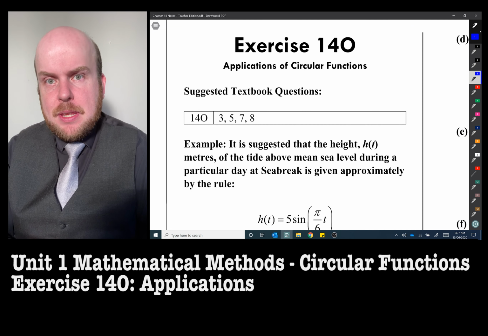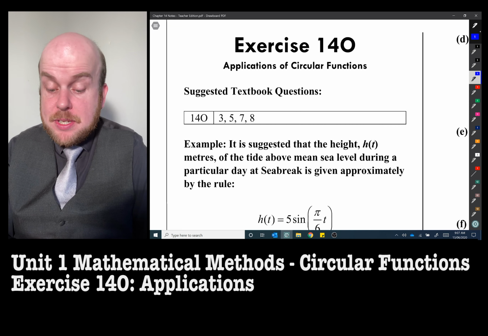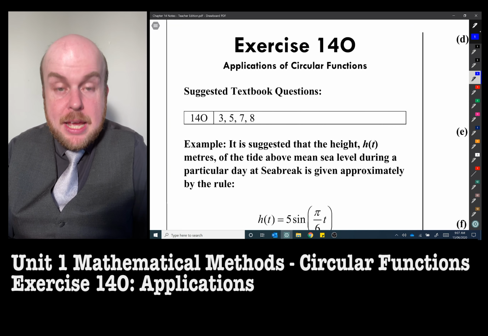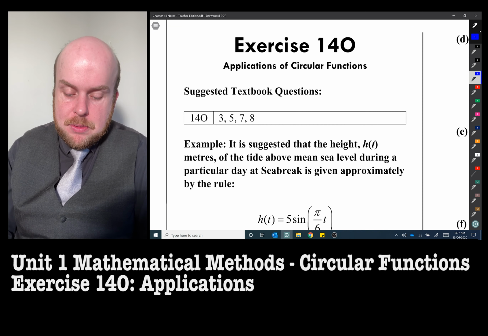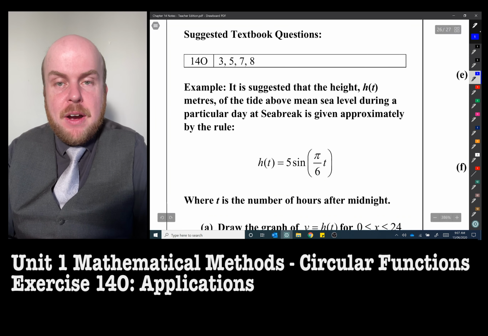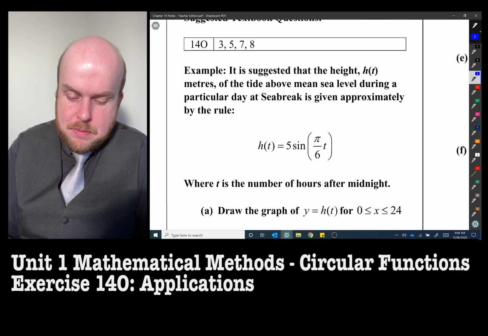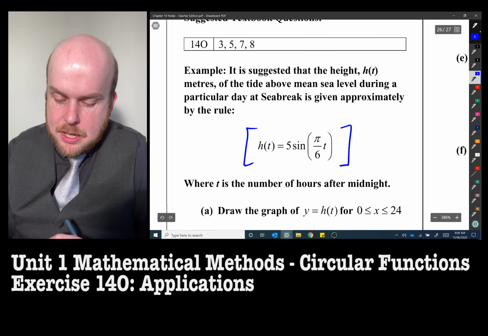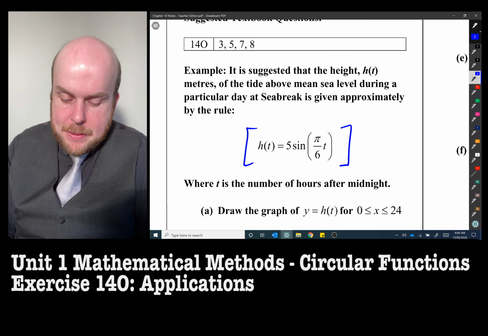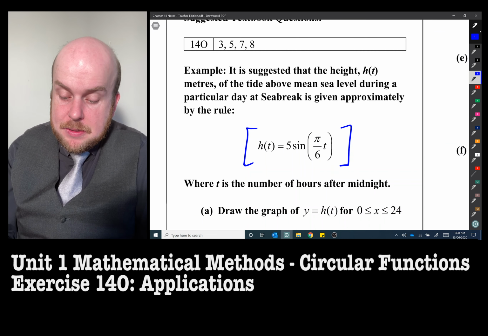It is suggested that the height, h(t) meters, of the tide above mean sea level during a particular day at Seabreak is given approximately by the rule h(t) equals 5 sine(pi over 6 t), where t is the number of hours after midnight. So there is our equation. We're going to have to deal with this at some point. So there's the equation. We see it's hours after midnight.